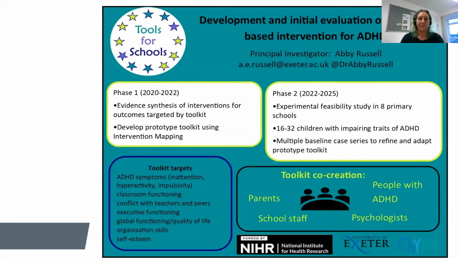So that's quite a lot of sciencey stuff, but I like to make things a bit more simple. So this poster kind of outlines the whole 5-year program of work that I'm doing. And you'll see that I'm now kind of coming up to phase 2. I'm overlapping between phase 1 and 2. So I've done a huge evidence synthesis to look at what the best evidence is for the outcomes that the toolkit is going to target. And we've developed the prototype as well. And you can see this list of different outcomes here.